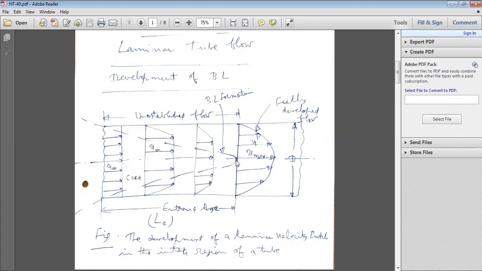Whenever the boundary thickness reaches the radius of the pipe, the flow will fully develop. So here the boundary thickness is equal to the radius of the pipe. This is also boundary thickness, and this is the boundary thickness at this point. Whenever the boundary thickness is equal to the radius of the pipe, the flow will be fully developed.